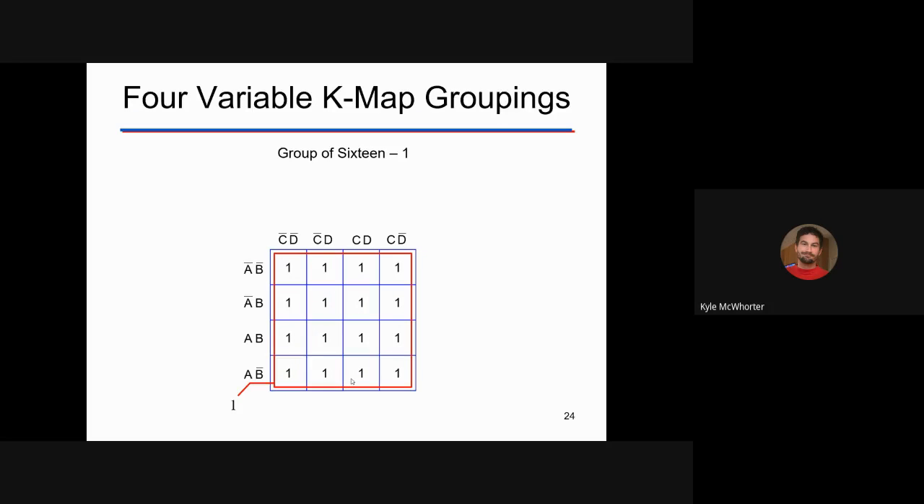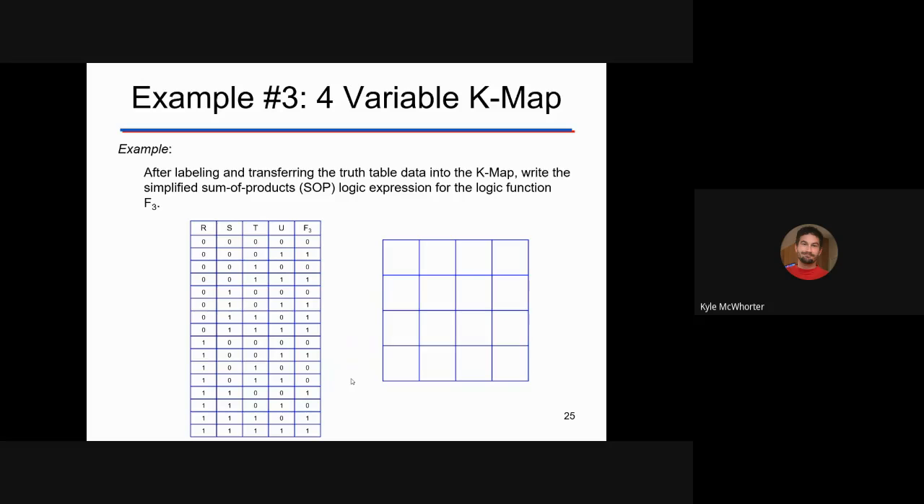There's one group of 16. Okay, so now let's look at an example. All right, so we need to label our K-map. So T and U will go on the top. So TU, TU, TU, TU.